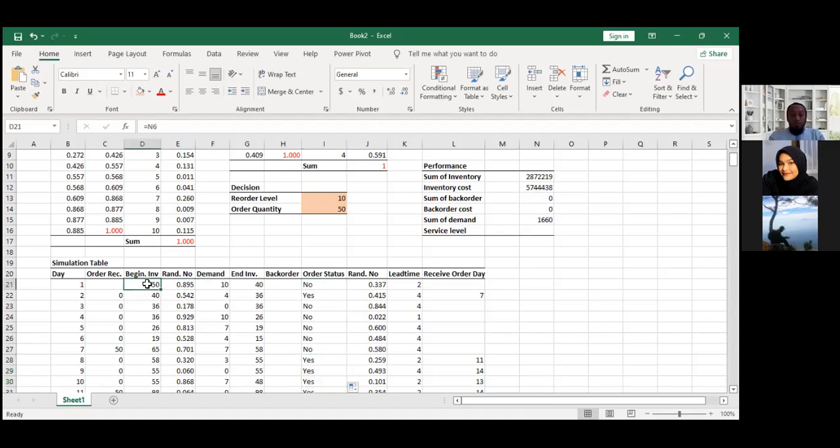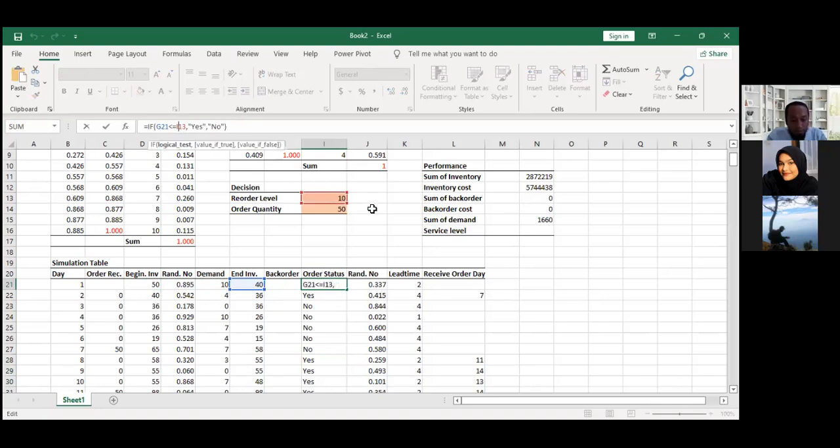When the beginning inventory is 50 and the demand is 10, the ending inventory is 40. Do we need to order? No, because the reorder level is 10. Correct. After that, the order status, yes or no. Oh, I need to lock the reorder level. This one must be locked, with F4.